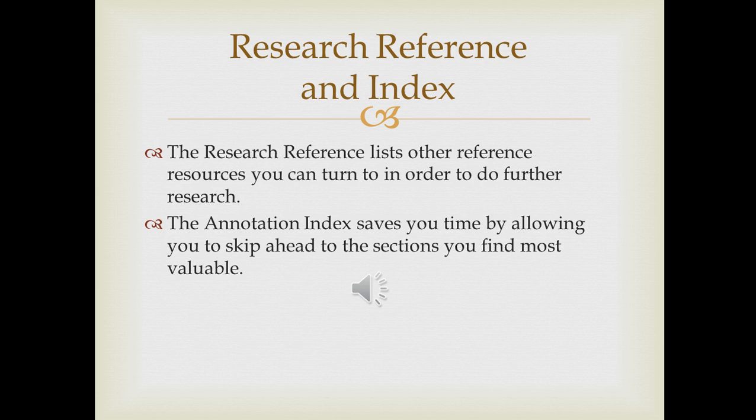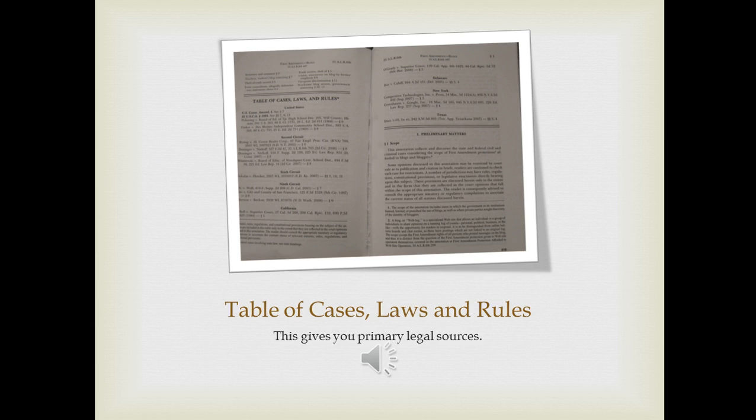Your annotation will also include a research reference and an index. The research reference lists other reference sources you can turn to in order to get further information. The annotation index saves you time by allowing you to skip ahead to the sections you find most valuable. The table of cases, laws, and rules tells you exactly what primary legal sources are used in the annotation.